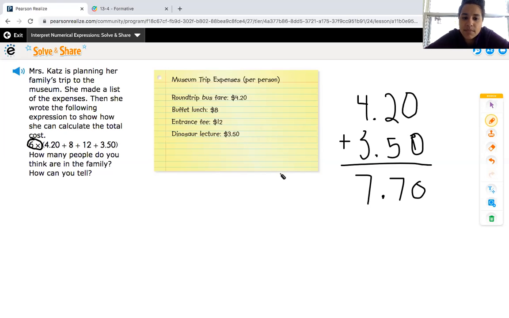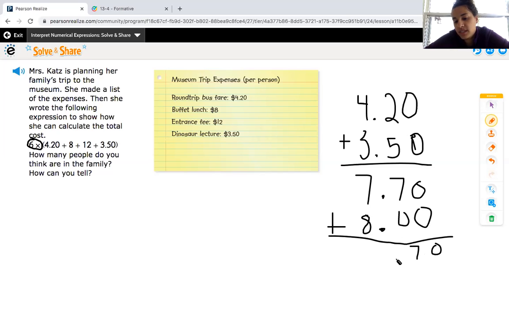So now let's add up the buffet. So we're going to line up the decimal point. So even though you can't see it, remember it's right after the ones place value. So 0 plus 0, 0, 7 plus 0, 7. Bring down your decimal point. 8 plus 7 is what? Well, remember 7 plus 7 is 14. So 8 plus 7 would be 15.